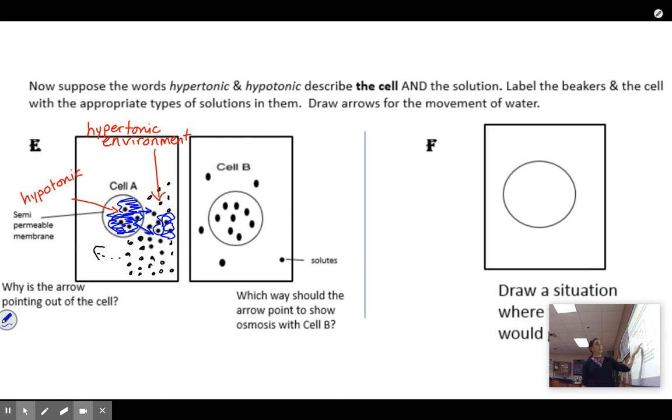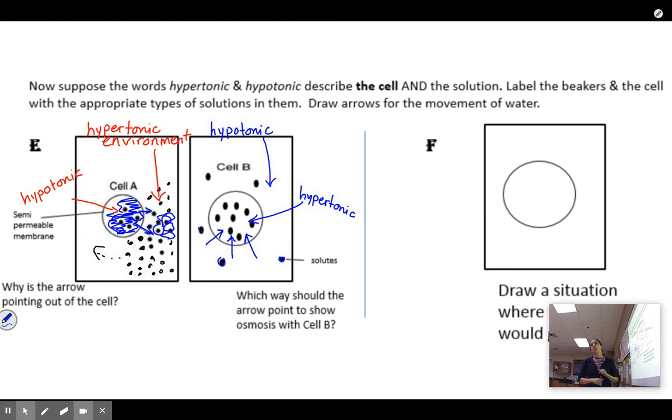Cell B has several particles dissolved inside the cell, but only a few out here in the solution. And so this would be considered a hypotonic environment or solution. And the inside of the cell is now hypertonic. So in this case, the water would move into the cell. There's a lot of water out in the solution and a smaller proportion of water inside the cell. So here, our arrows would point in to show that water is moving in.